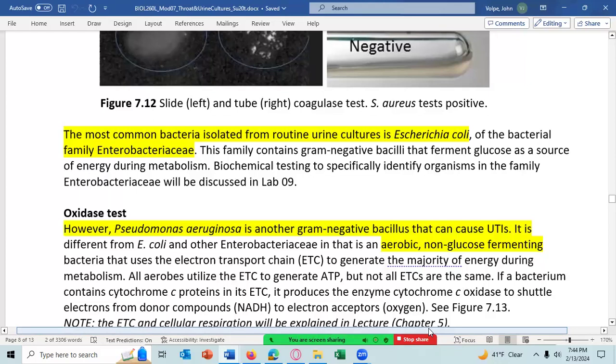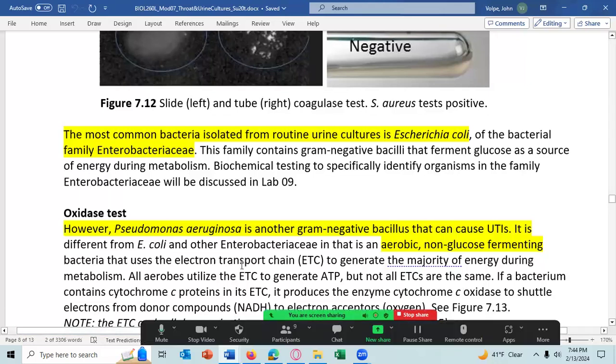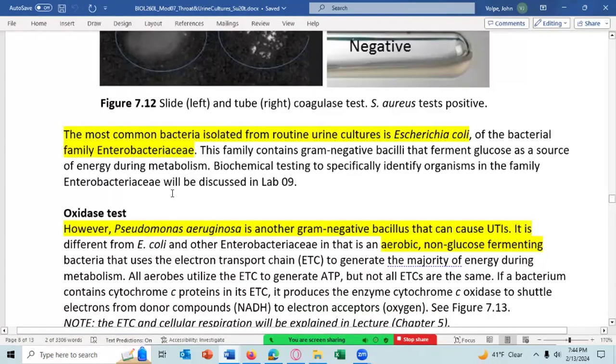We can distinguish between these two families of gram-negatives by looking at the oxidase test. The family Pseudomonaceae, including the pathogen Pseudomonas aeruginosa, is oxidase positive. The family Enterobacteriaceae, including E. coli, are oxidase negative. This is the most common test we use to separate these two families.